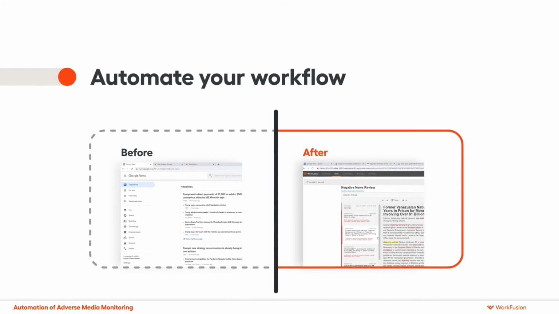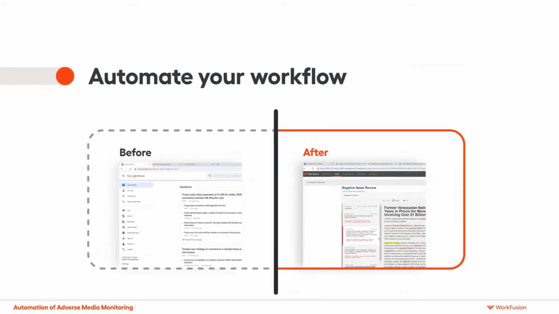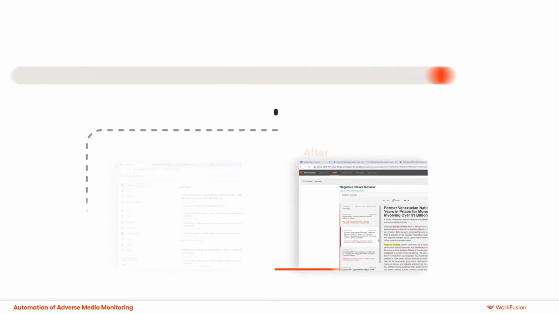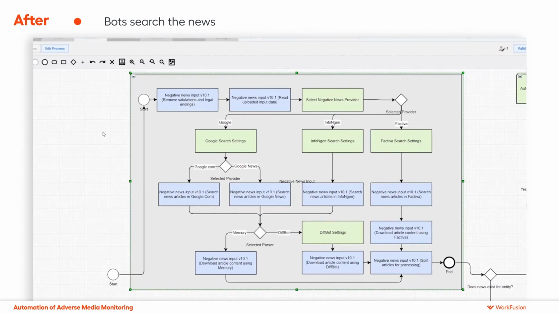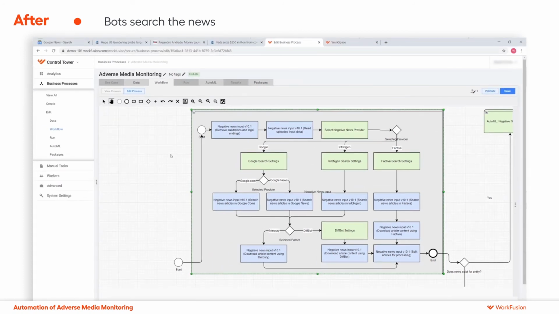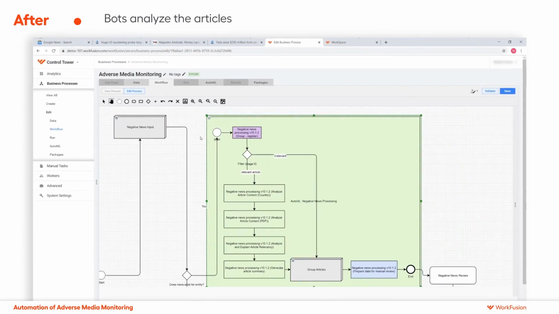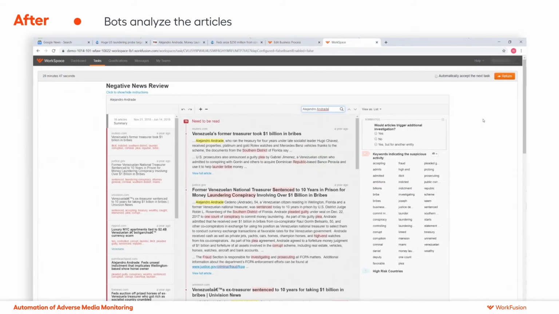However, WorkFusion has streamlined the whole process of collecting and analyzing news articles in its adverse media monitoring solution. In the first step, easily customizable bots retrieve news articles from Factiva, Google, InfoEngine, or any other source. Pre-trained intelligent automation bots then analyze each retrieved article using multiple machine learning models. They check for relevance of the name or entity, whether the article is of an adverse nature, and other risk factors. The results are merged and displayed to the analyst on a single screen, available through an easy user interface known as Workspace.